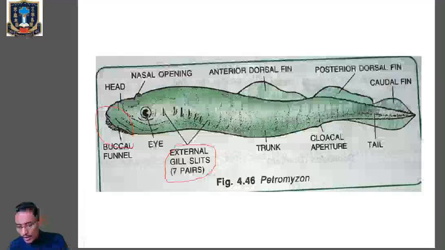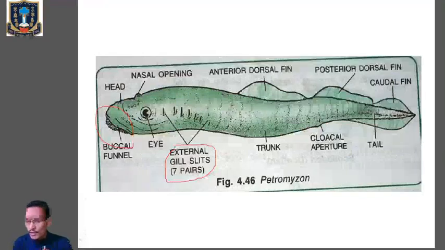Clear? So today we have done only till the group A, Agnatha, and the class Cyclostomata. In the next class we'll begin with the group B, that is jawed vertebrates or Gnathostomata, and we'll see the different superclasses and the classes under this Gnathostomata.